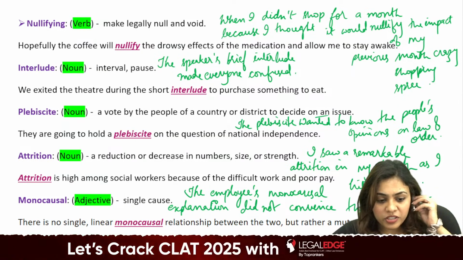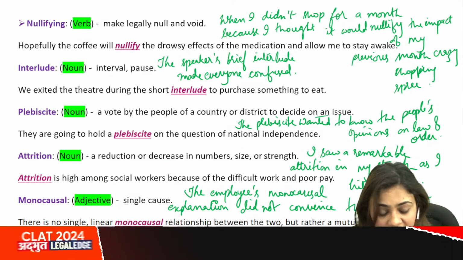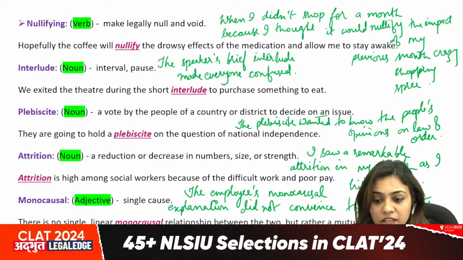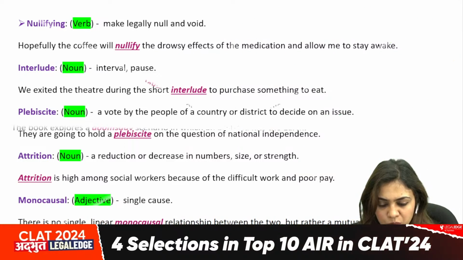There are many important issues in the society that requires the plebiscite of the society. Exactly, Avi. Absolutely, perfectly used. Very good. Let's see the next few words.